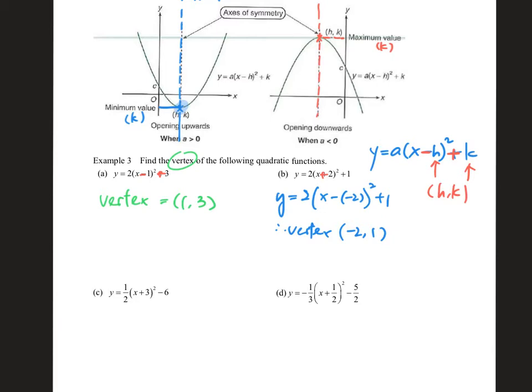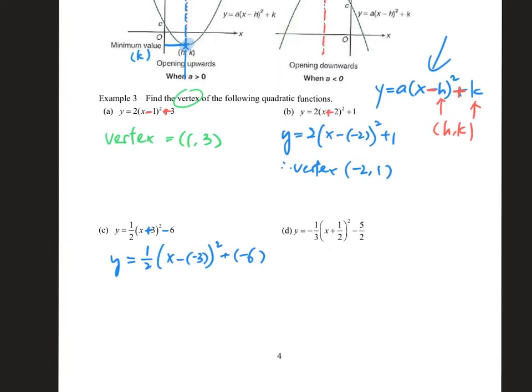Alright, so part C, you've got y is again, so the symbol plus and minus is not fitting the format of vertex form very well. So that's why we write it as y = 1/2 (x - (-3))² + (-6) if necessary. You can skip this step and jump to the answer, writing down vertex is equal to (-3, -6).